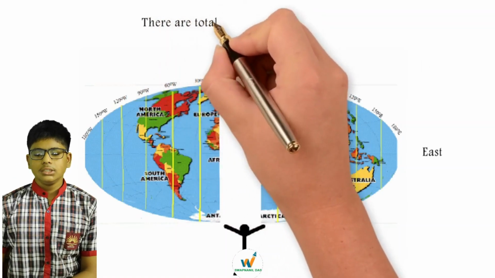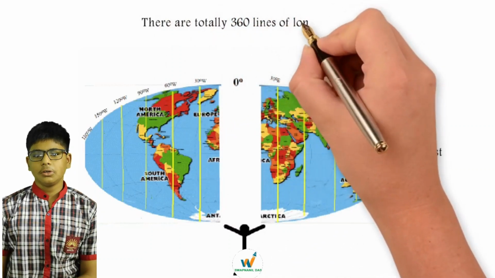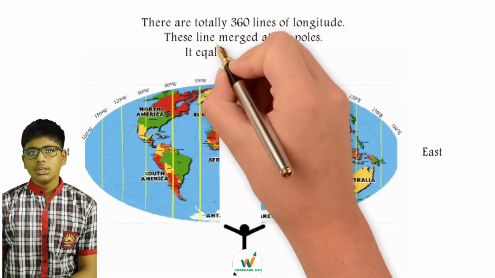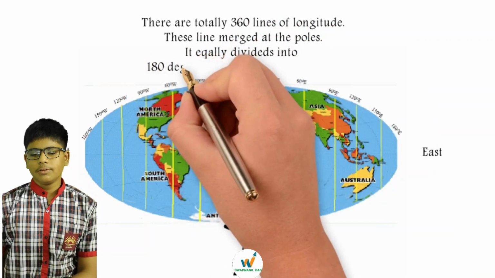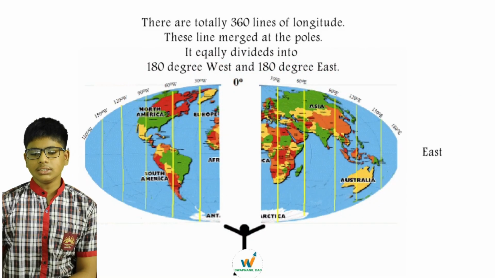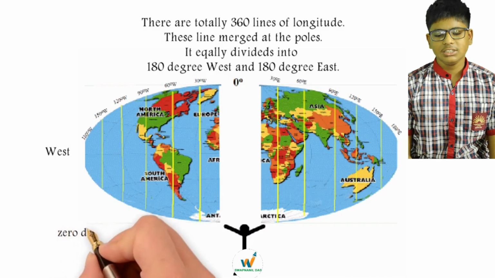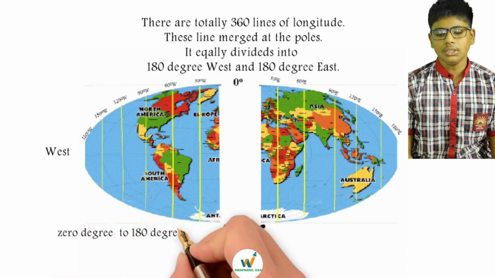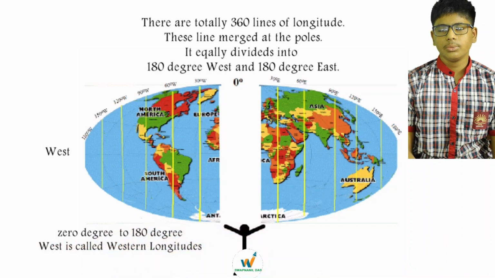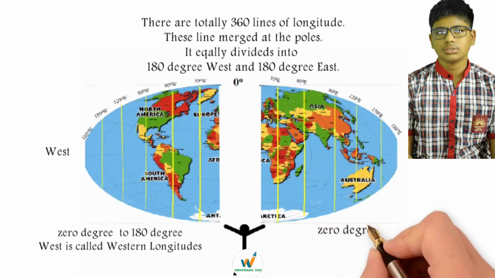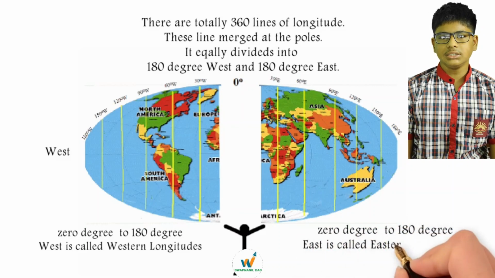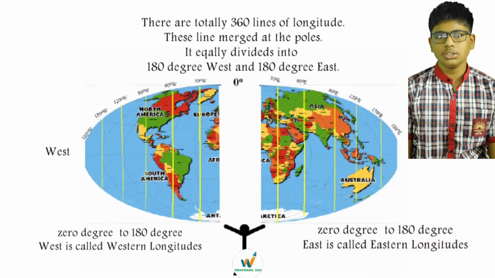There are totally 360 lines of longitude. These lines meet at the poles. It equally divides into 180 degree west and 180 degree east. 0 degree to 180 degree west is called western longitude. 0 degree to 180 degree east is called eastern longitude.